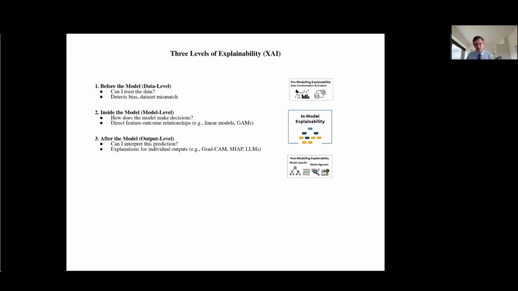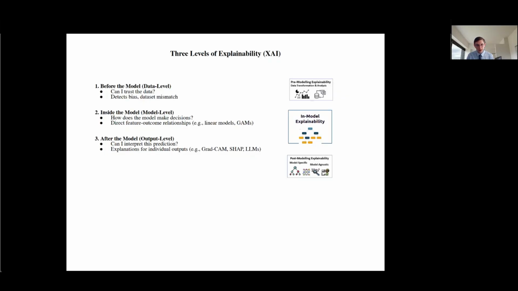So, just some basics of explainability in artificial intelligence. There are three areas in which you can look at explainability. The first is before the model itself, and that's really at the data level. Can I trust the data that the model was built upon? Is there bias within the data set, and does the data set match the population in which I'm using the model? The second is inside of the model. How does the model make the decision? This is really where we talk about the interpretability of the model. Is there a direct feature-outcome relationship like a linear model, or is it something that you do not necessarily understand and cannot really clearly follow?